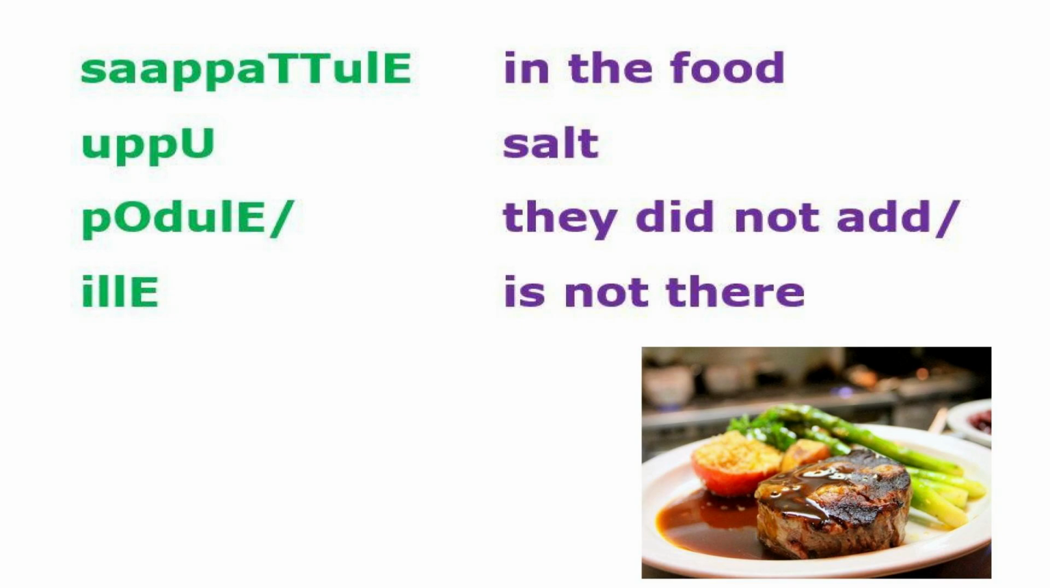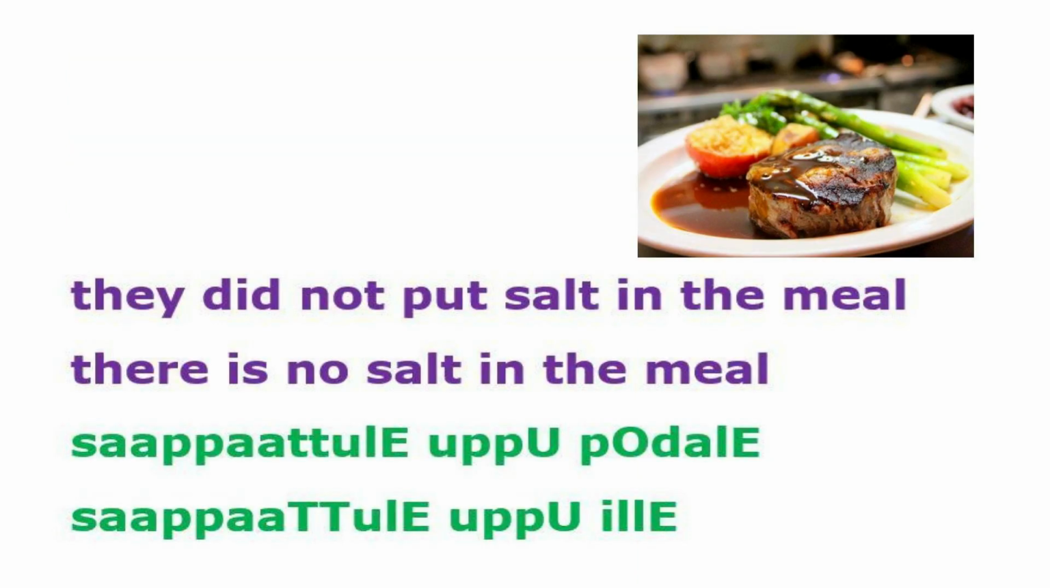சாப்பாட்டுல means in the food. உப்பு is salt. போடல means it's not being added, or they did not add. Or you can say சாப்பாட்டுல உப்பு இல்ல, which means in the food there is no salt. சாப்பாட்டுல உப்பு போடல. Or சாப்பாட்டுல உப்பு இல்ல. There's no salt in the meal.